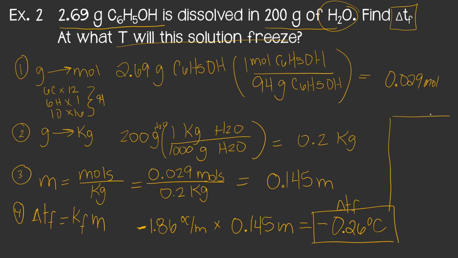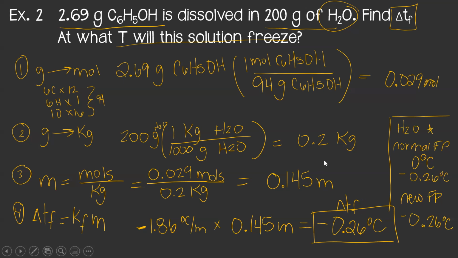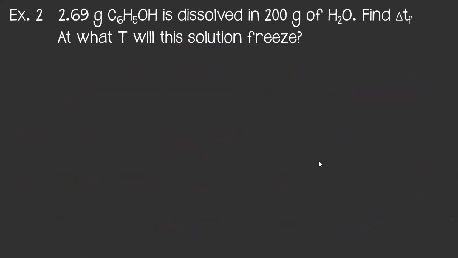Now, what's the freezing point? So I'm talking about water, right? So the normal freezing point from the chart I showed you is 0 degrees Celsius. To find the new freezing point, I have to take my original and subtract delta TF. So my new freezing point is negative 0.26 degrees Celsius. Once again, these are the same numbers, and that's because we're using water. When you don't use water, this is not going to be 0, so you're not going to have the same number. Okay, so that's just using the delta TF equation, kind of 4 steps.